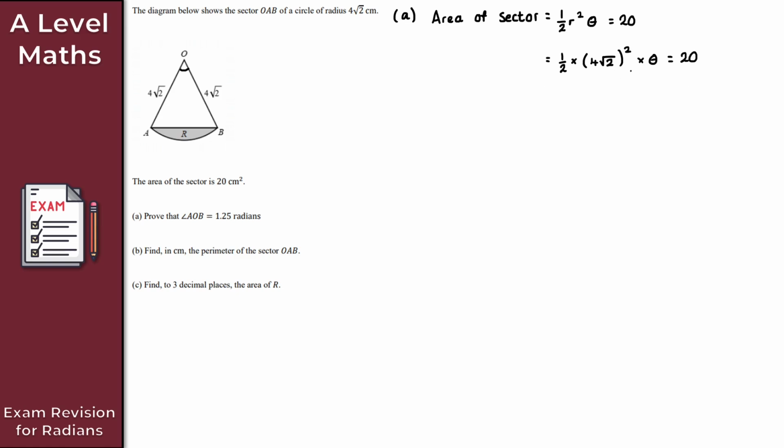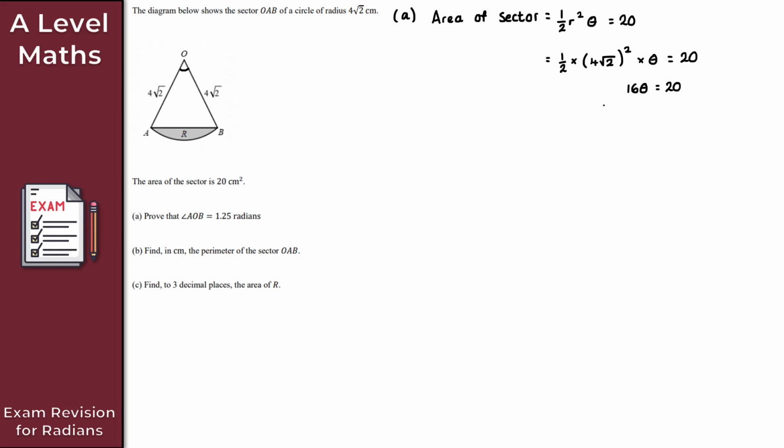So 4 root 2 squared. So 4 times 4 is 16. Times that by 2 because root 2 squared is 2. So 16 times 2 is 32. Times that by half then, and we get 16 there. So 16 times theta here. So 16 theta is equal to 20.